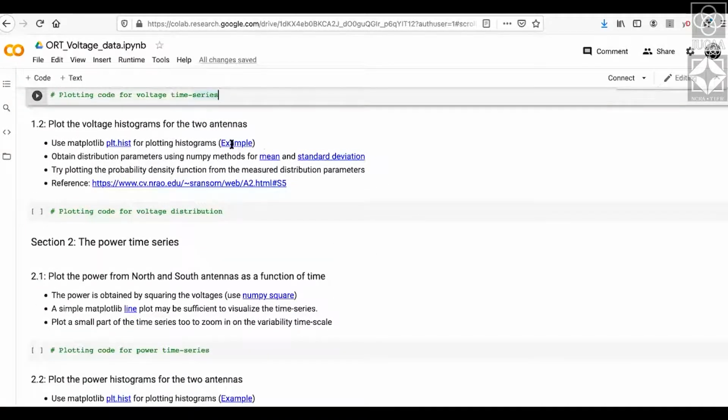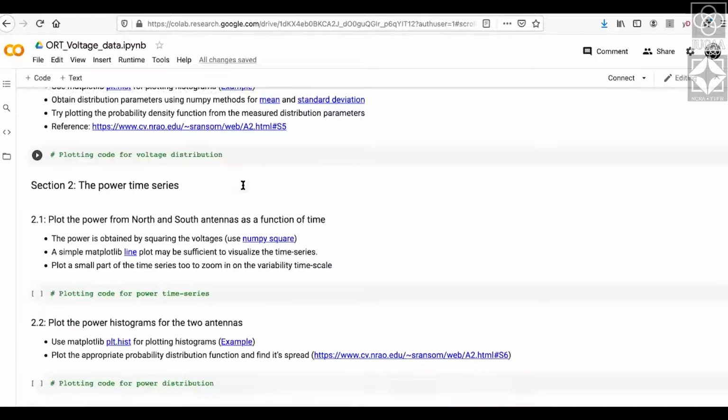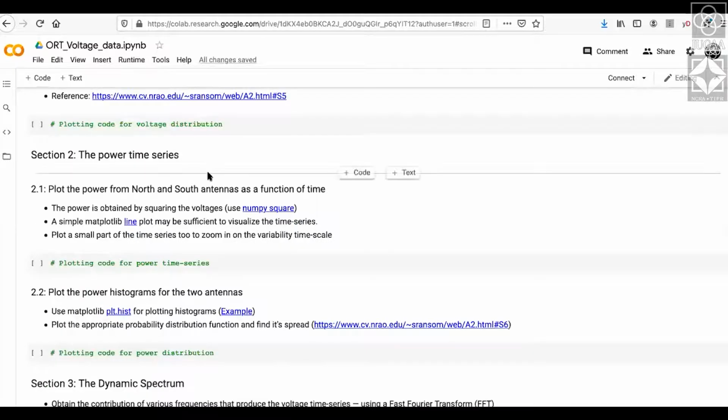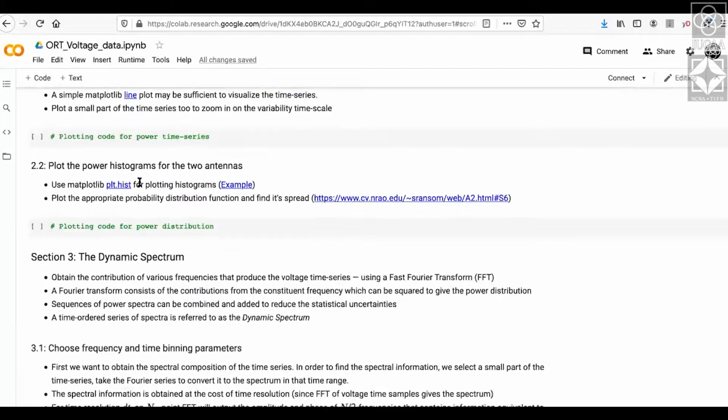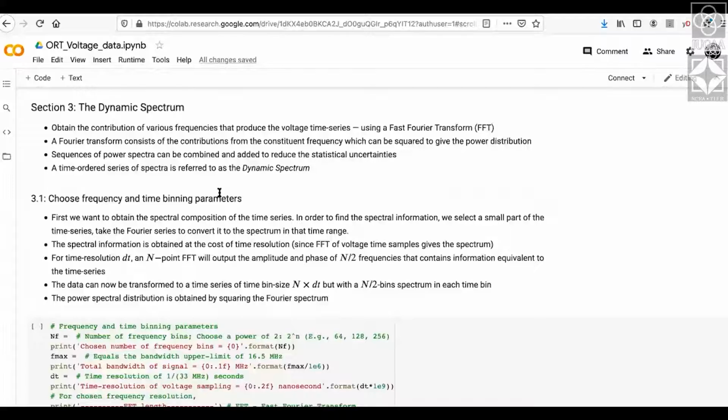Okay, you'll see that a lot of these are hyperlinked to resources that will be useful. For instance, when you convert the distribution of voltages to a distribution of power, what sort of form does it follow? It's close to an exponential. So you can plot the power time series, power histogram, and then you finally would come to the main way of looking at data, that is the dynamic spectrum.